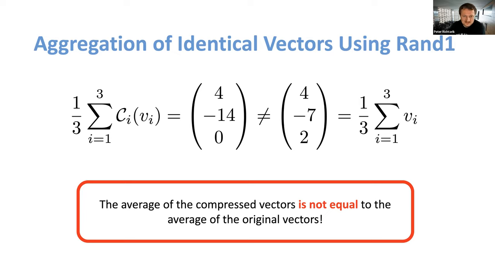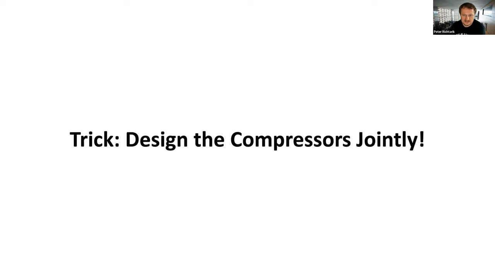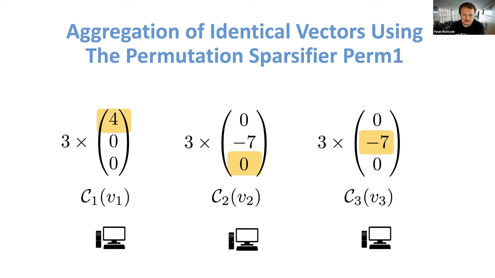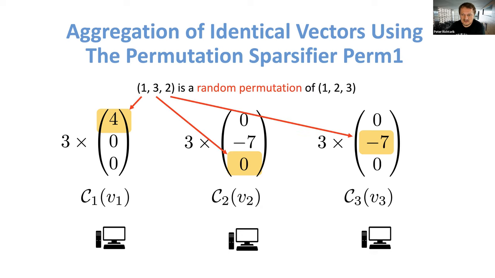And being smarter means coordinating. So what we can do instead is we can design these sparsifiers jointly. So we're not going to change the fact that each client is using the random one compressor. We'll still use the random one compressor. But what we're going to do is we're going to agree among these clients on the correlation between these random one compressors. So in particular, we're going to require that everybody chooses a different element. So the first client chooses the first element of the vector, the second chooses the third, and the last one chooses the second. So now this is just a random permutation of these elements.